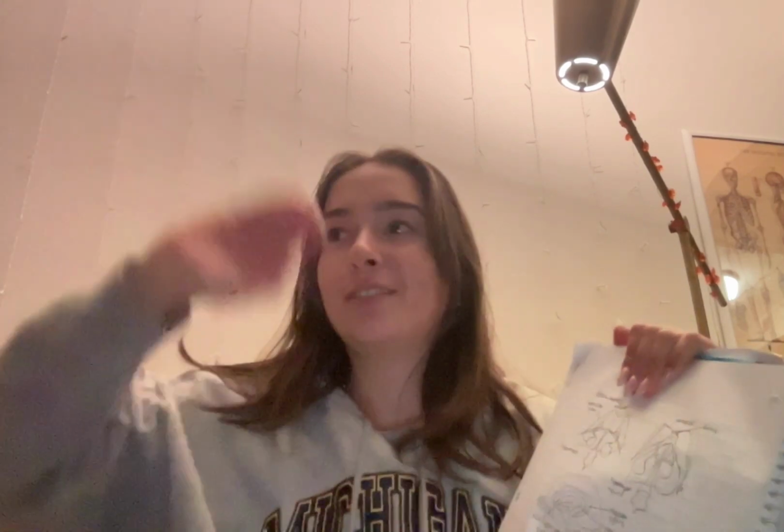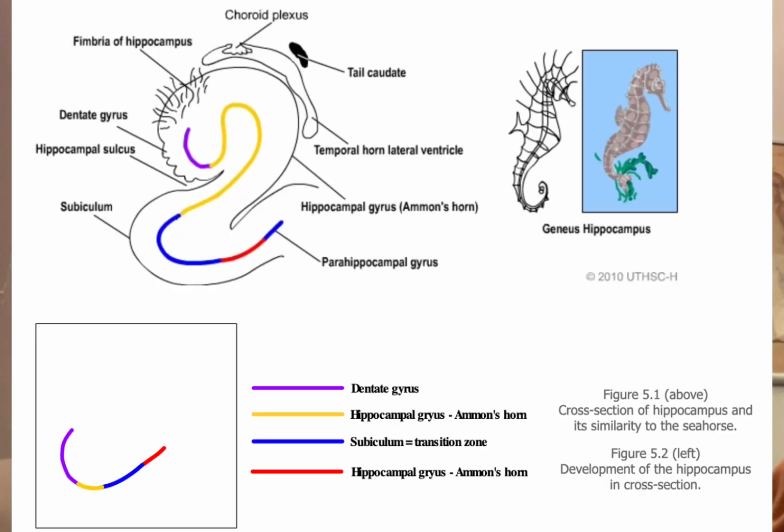And there's two gyri, I guess. So there's gyri and sulci in the brain. Gyri are the bumps. So there are two bumps. And there's one called Ammon's horn, and the other is dentate.